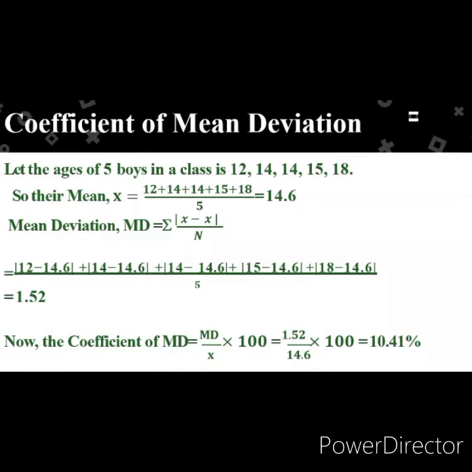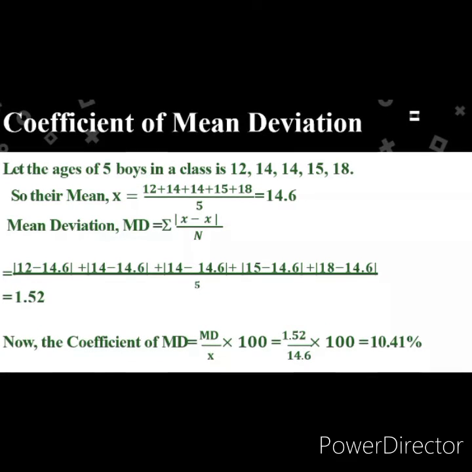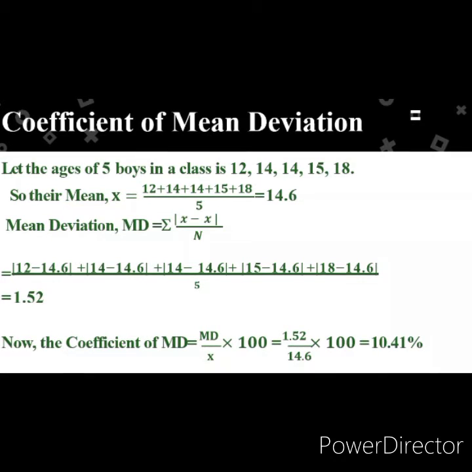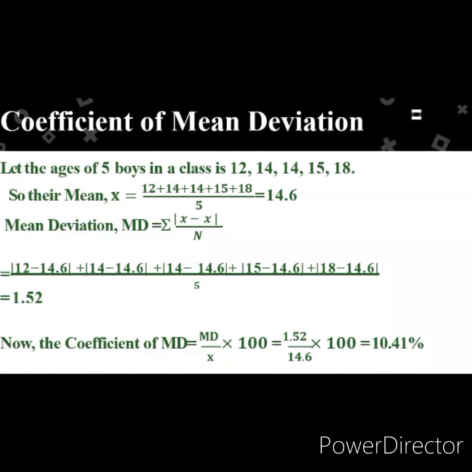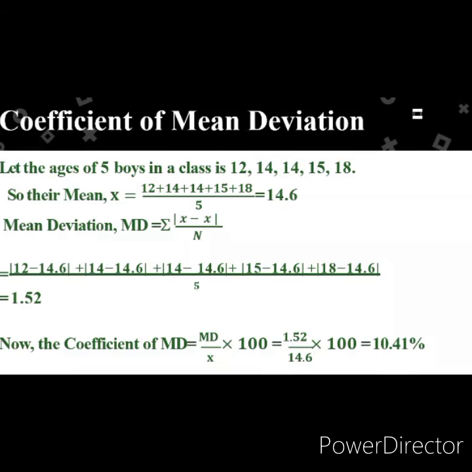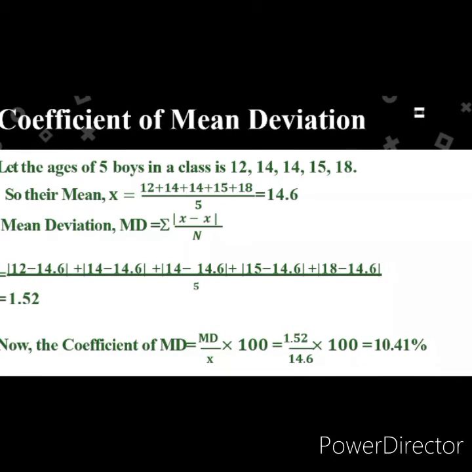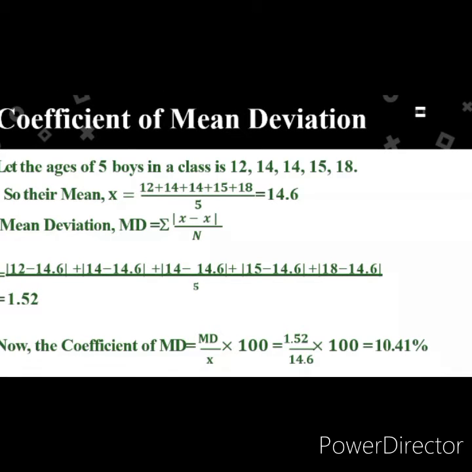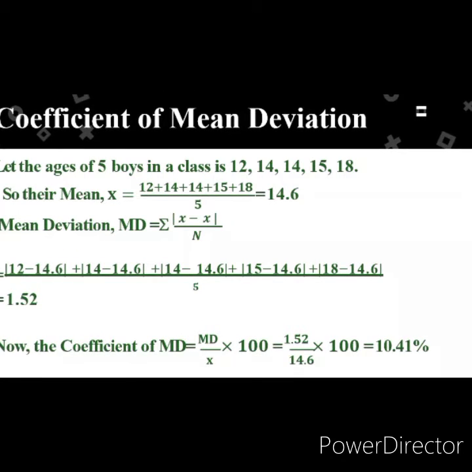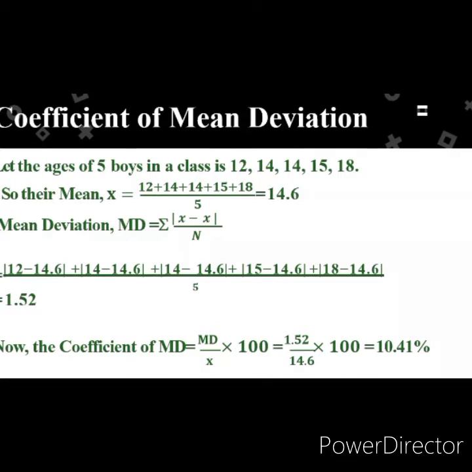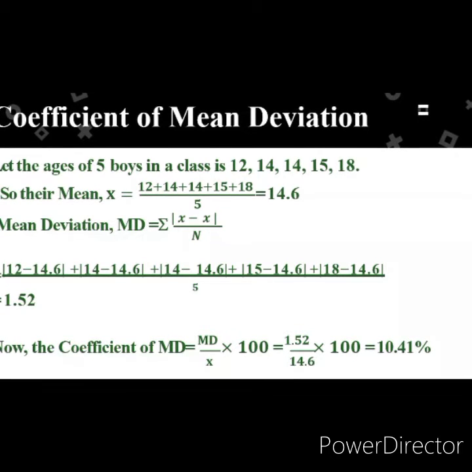So for the example for coefficient of mean deviation, let the ages of 5 boys in a class be 12, 14, 14, 15, and 18. So their mean is 12 plus 14 plus 14 plus 15 plus 18, which is equal to 73, divided by 5. So we have the answer of 14.6.